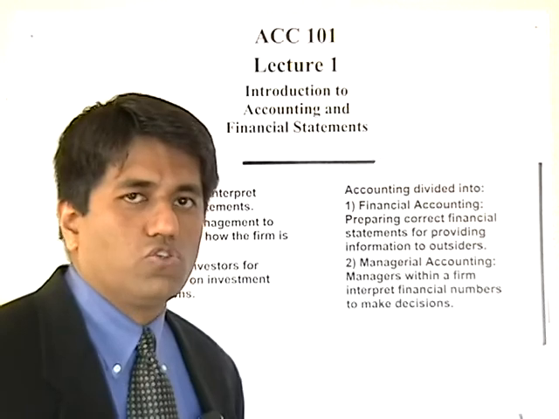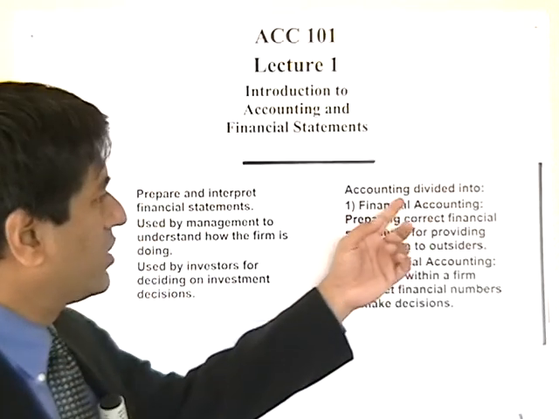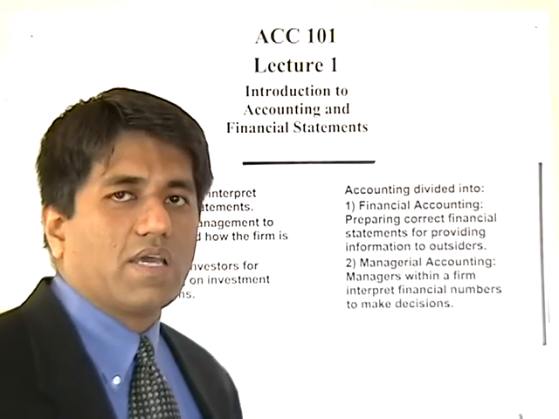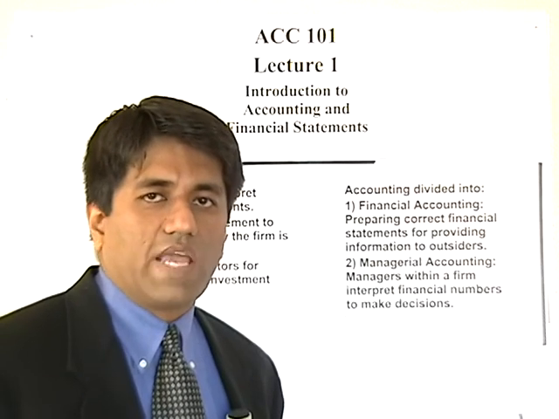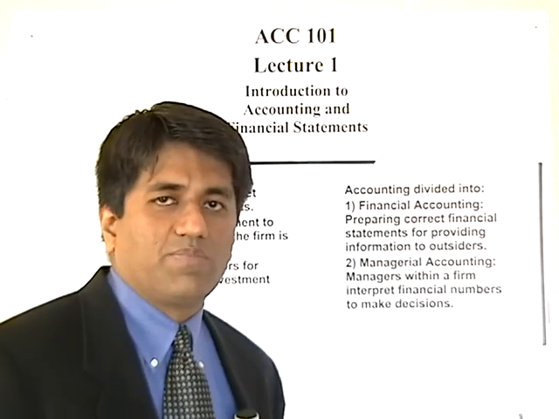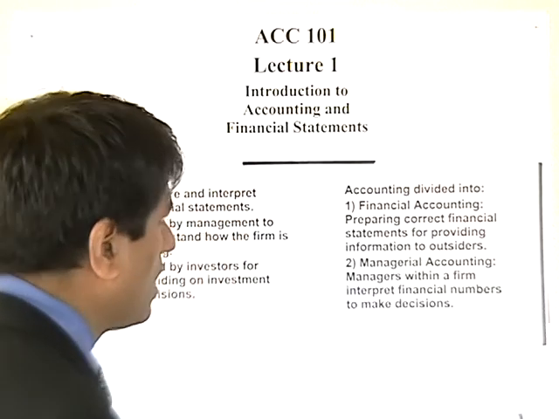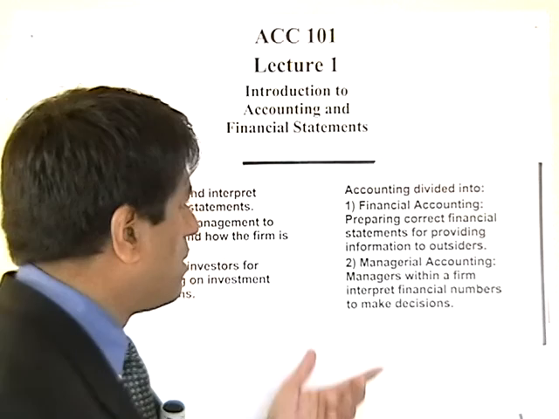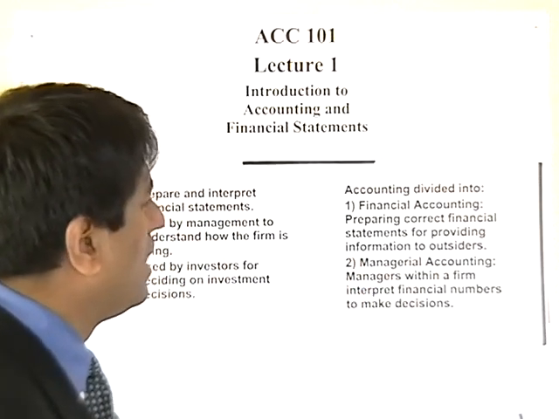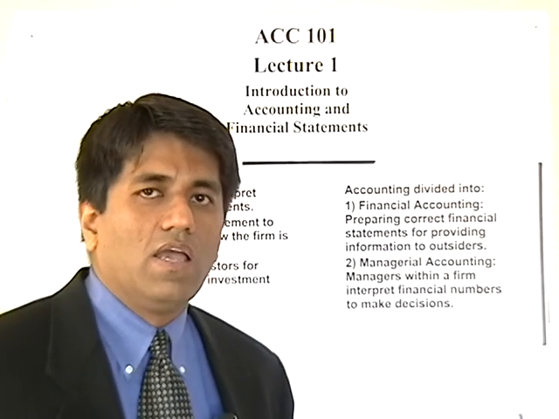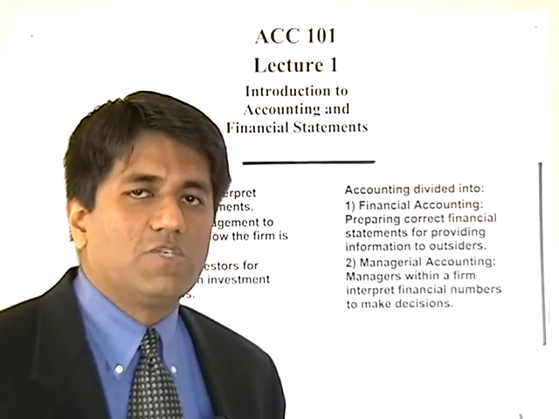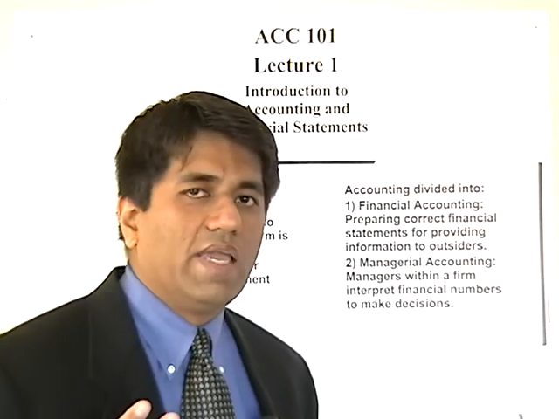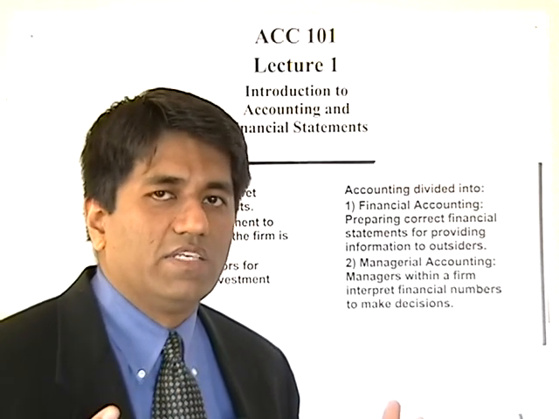Accounting is broadly divided into two parts: financial accounting and managerial accounting. Financial accounting is the correct preparation of financial statements according to the generally accepted accounting principles. The objective is to provide information to outsiders. Managerial accounting, on the other hand, is accounting with the objective of providing management with information about how the firm is doing to help management make decisions.